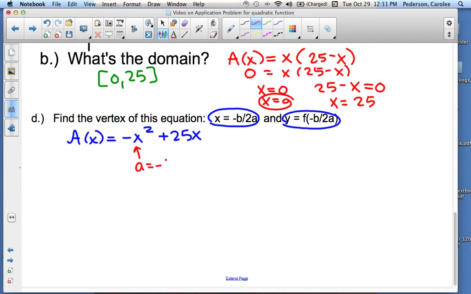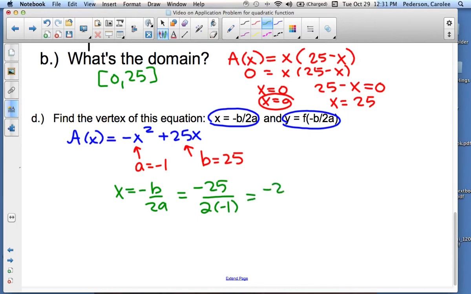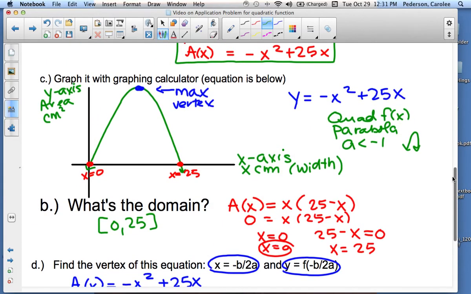My a value is negative 1. My b value is 25. So to find the vertex, x equals the opposite of b over 2a. The opposite of b is negative 25. a is negative 1. Negative 25 over negative 2 is a positive 12 and a half. So we go back up to our graph. This would be our line of symmetry at x equals 12 and a half. There is our maximum width of our rectangle.